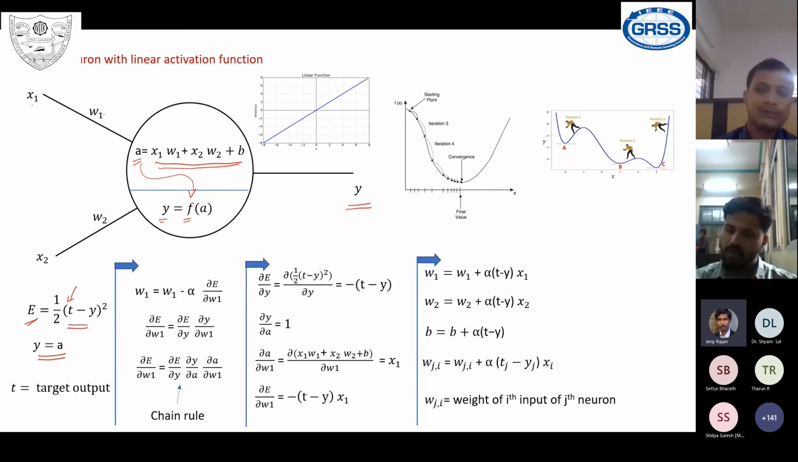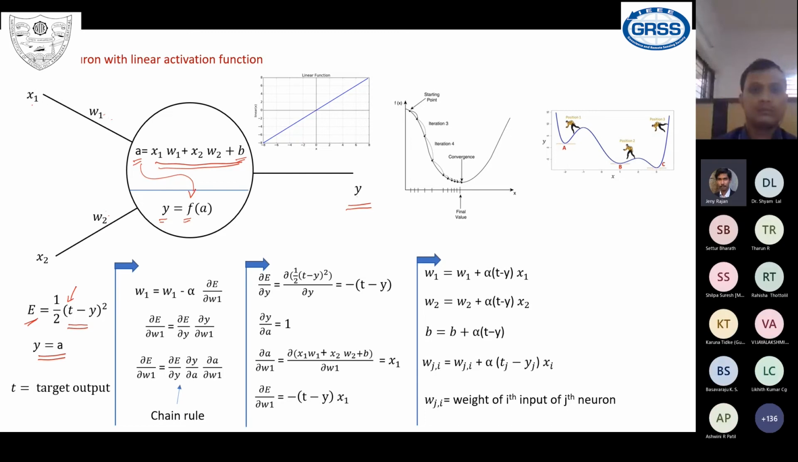Okay. Now we are going to use the gradient descent method to derive a learning rule. What we want to find is what values of W1, W2, and B, these are the parameters, right? W1, W2, and B are the parameters of this neuron or this model. We want to find what values of W1, W2, and B minimize the error. This is what we want to find, and I'm going to use the gradient descent method to do it.